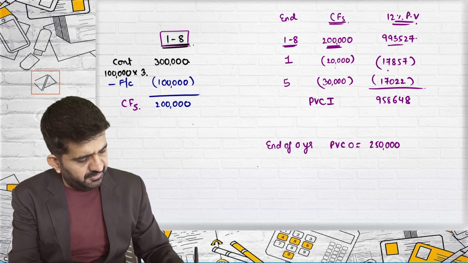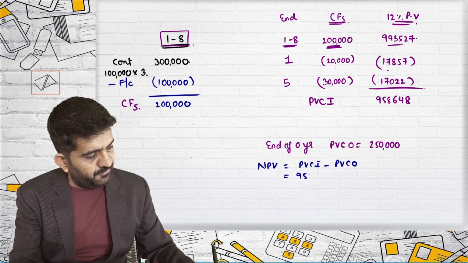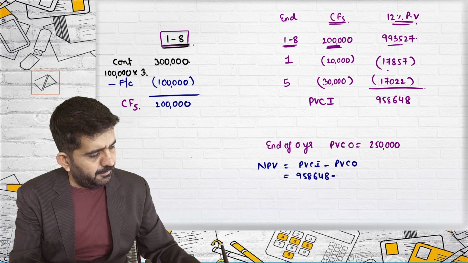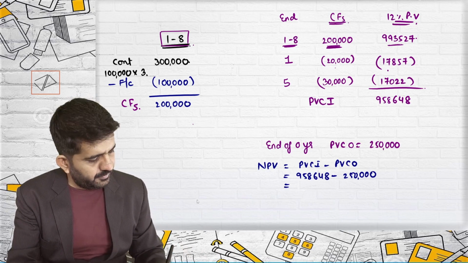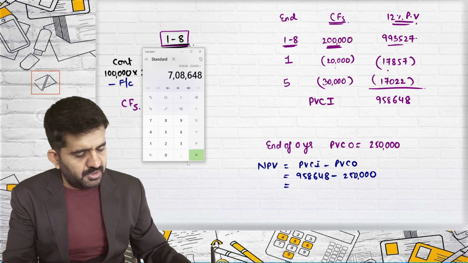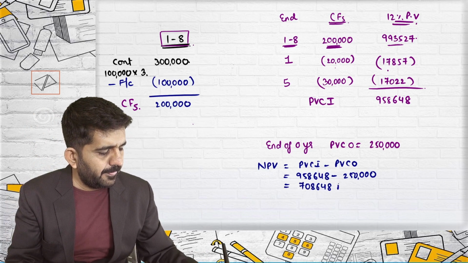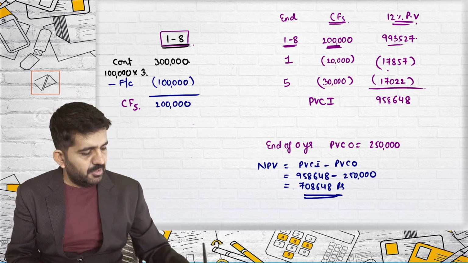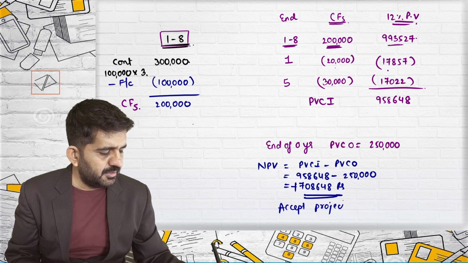I am finding out NPV. NPV is equal to present value of cash inflow minus present value of cash outflow. It is 958,648 minus 2,50,000 rupees. 7,08,648. NPV positive, yes, you should accept the project.